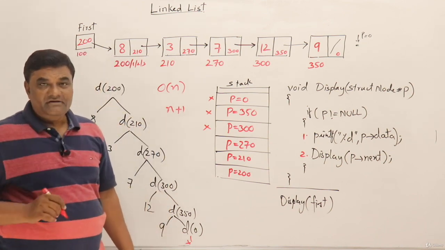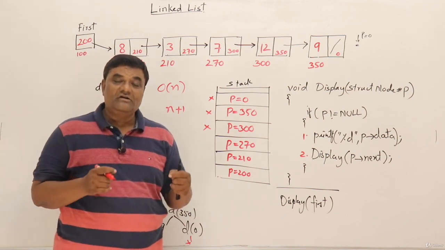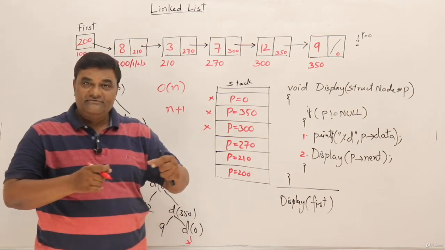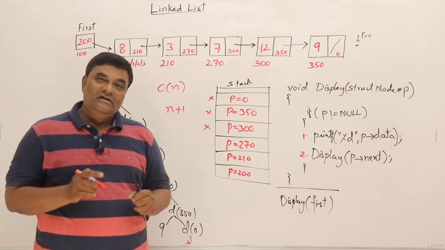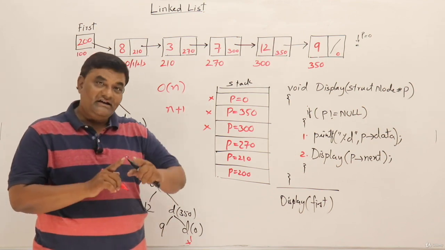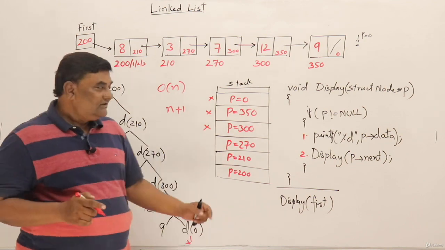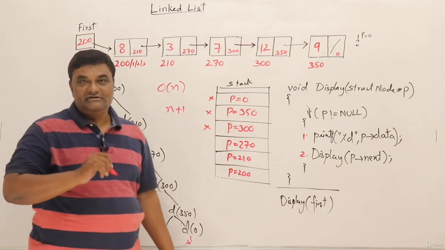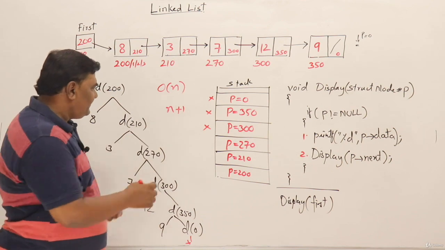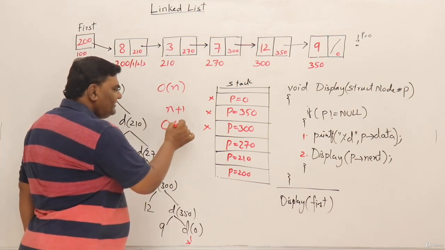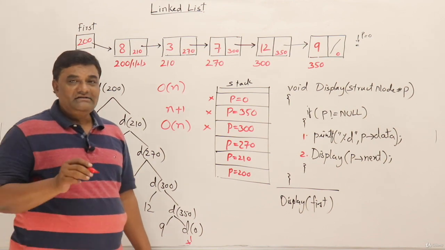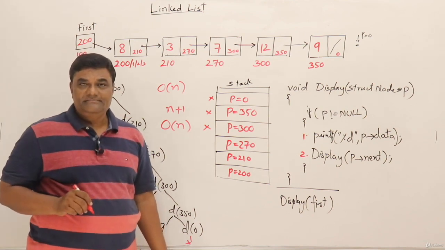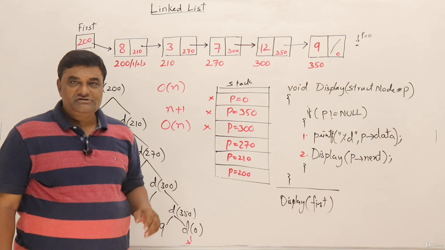So one more thing to remember: if any procedure or recursive function is written for traversing a linked list just once, then it will make N plus 1 calls for the entire linked list, and also the stack size will be N plus 1. So asymptotically, the answer is order of N. So the space is also order of N and time is also order of N. So that's all about this function.